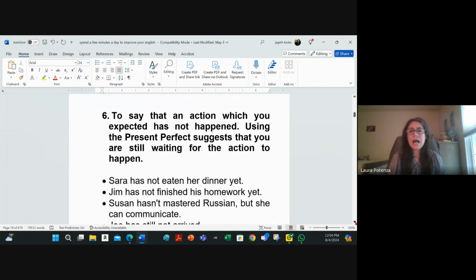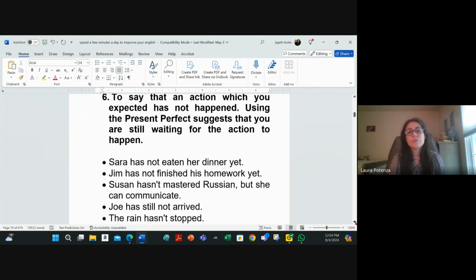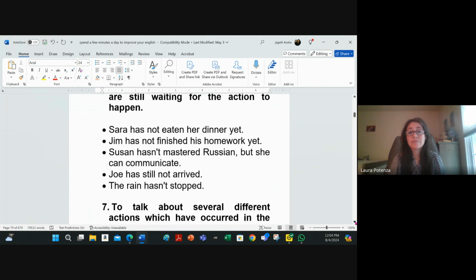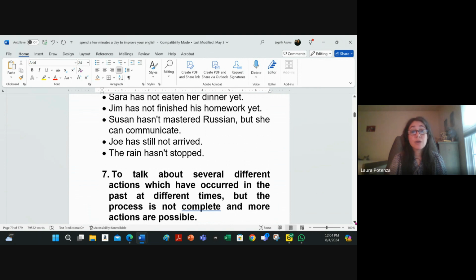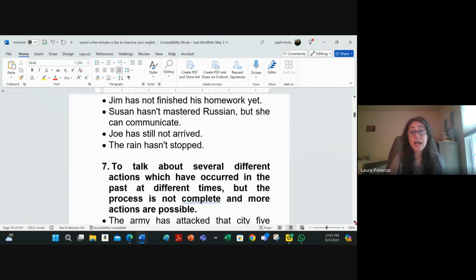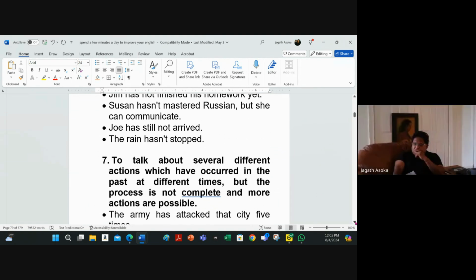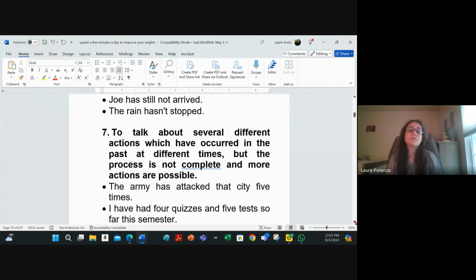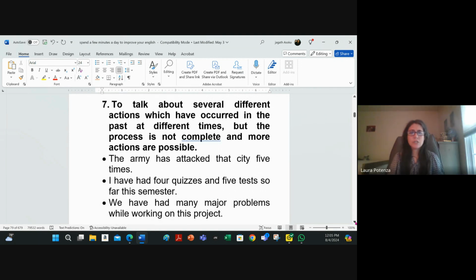6, to say that an action which you expected has not happened. Using the present perfect suggests that you are still waiting for the action to happen. Some examples. Sarah has not eaten her dinner yet. Jim has not finished his homework yet. Susan hasn't mastered Russian, but she can communicate. Joe has still not arrived. The rain hasn't stopped.